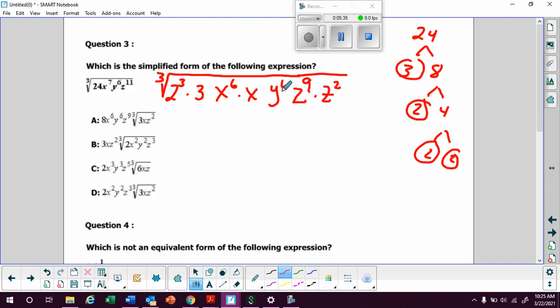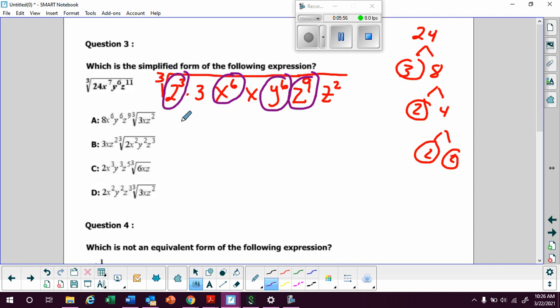Whatever is left over, right? So now all these numbers can come out of the cube root. This can come out as 1, 2. This can come out as x squared, right? 6 divided by 3 is 2. This can come out as y squared. This can come out as z cubed, because 9 divided by 3 is 3.